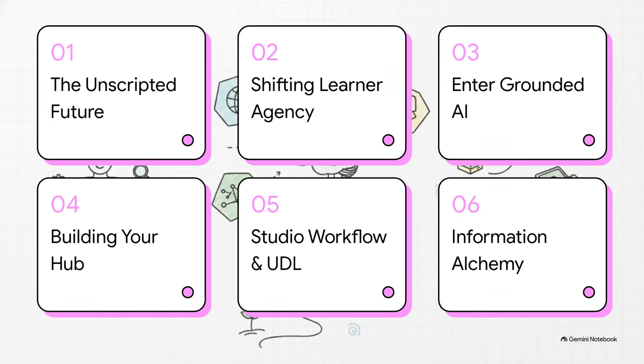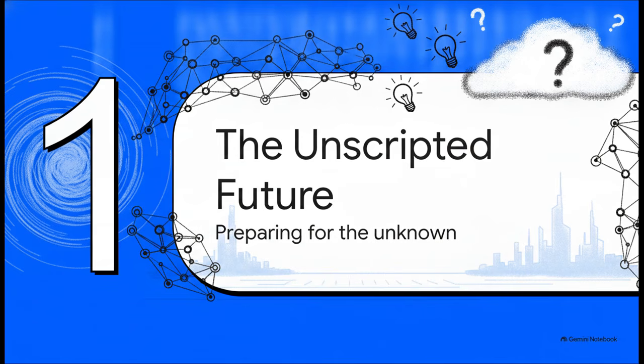To keep things moving, we've broken this down into 6 quick areas. We'll start with the pedagogical problem, the unscripted future, then we hit shifting learner agency, followed by a look at grounded AI. After that, we're rolling up our sleeves to cover building your hub, mastering the studio workflow for UDL compliance, and finally, tying the whole shebang together with information alchemy. So, let's jump right into section 1, the unscripted future, and how we actually prepare for the unknown.